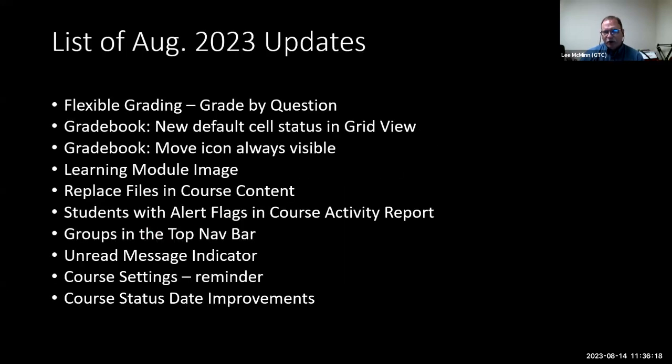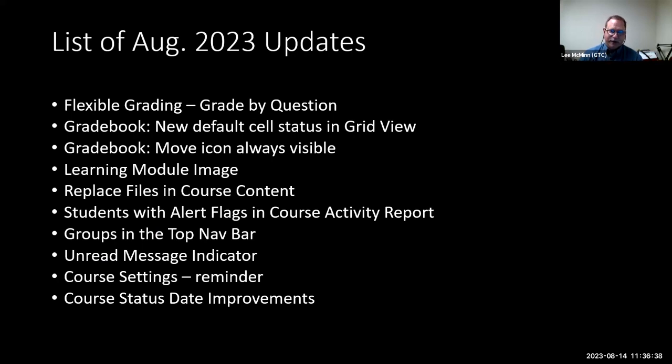So basically what we have here for August that we're going to talk about: there's flexible grading. You see the text, grade by question. That's what lots of instructors have been screaming for. Gradebook, there's some new default view in the grid view. The Gradebook being able to move columns around. Those icons are now permanent. They're not hidden anymore. Learning module images.